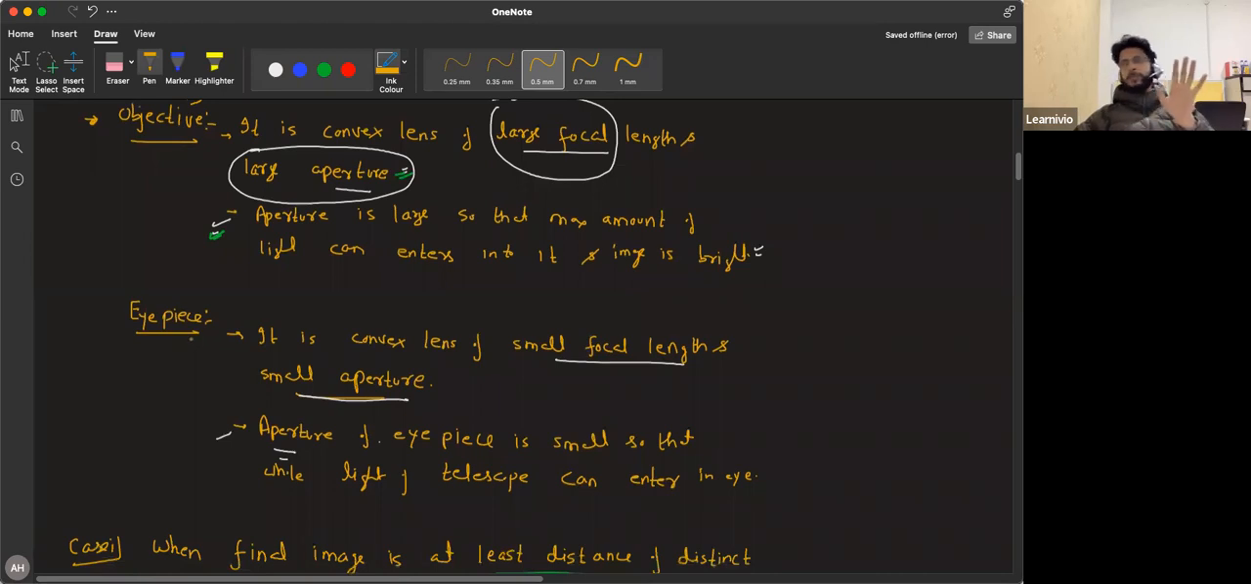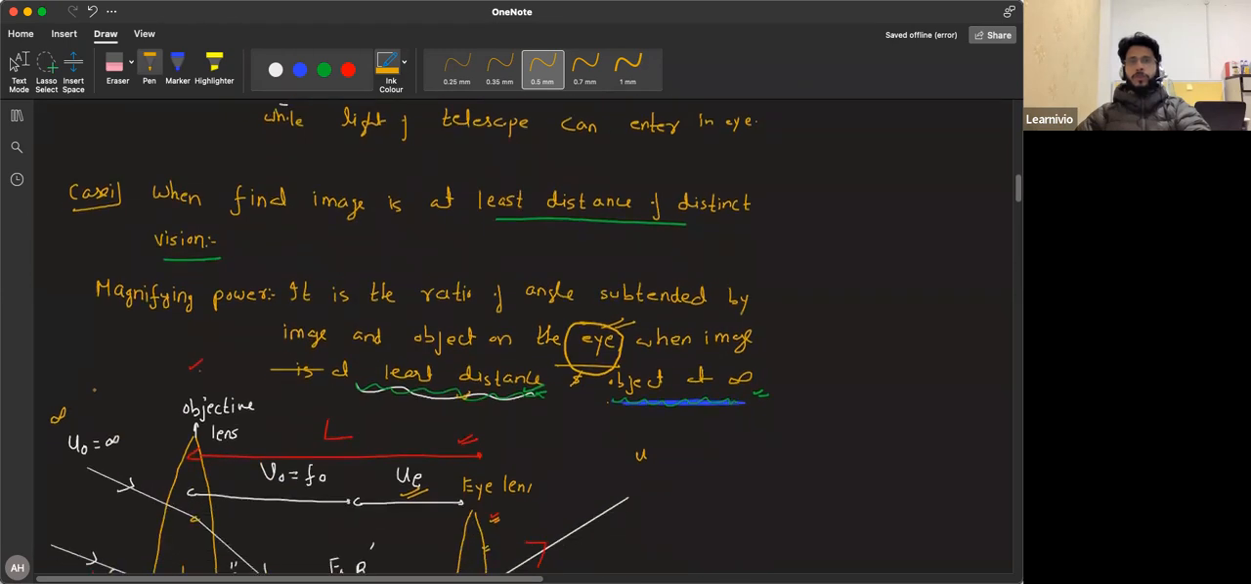And then there is the eyepiece. The eyepiece is the lens which is near the eyes, and it's a small lens having a smaller aperture. The reason is the light coming from the lens should enter your eye. If the lens is very large, then most of the light will get wasted. It won't enter your eye. You can see only that image whose light can enter your eye. So we keep it small.